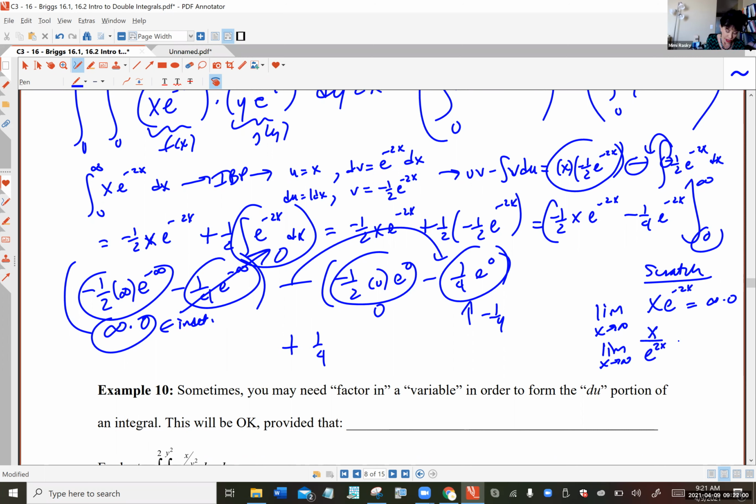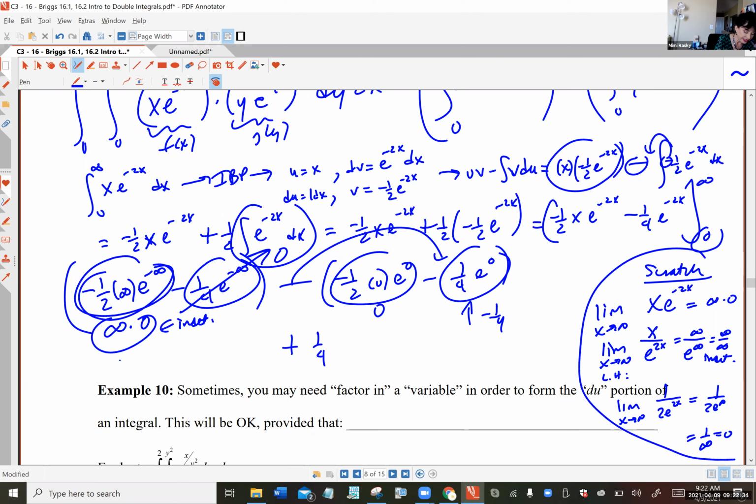And so here, when you now use direct sub, because e to the negative 2x can be rewritten as 1 over e to the 2x, this is looking like infinity over infinity, which is also indeterminate. But at least you can now use L'Hopital's. So LH, that's L'Hopital's. You're still taking a limit as x goes to infinity, and the derivative of x is 1, and the derivative of e to the 2x is 2e to the 2x. Now when I use direct sub, I get 1 over infinity. But that's 0. Oh, okay. We're done with the scratch.